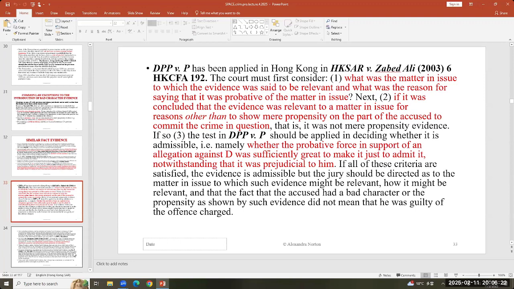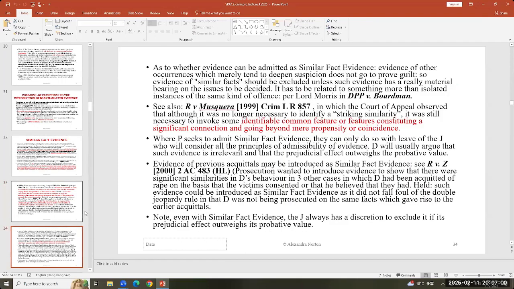All right, so first limb of the test. The court has to think about what is the matter in issue to which the evidence is said to be relevant, and why is it said that this evidence is probative? If it is concluded that it's relevant to a fact in issue and it's not being introduced just for propensity reasons, then it's not just propensity evidence. So the court then considers whether the probative force is sufficiently great to make it just to admit, notwithstanding that it's prejudicial.